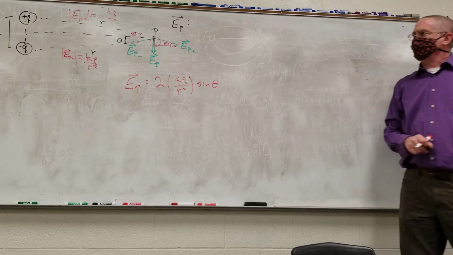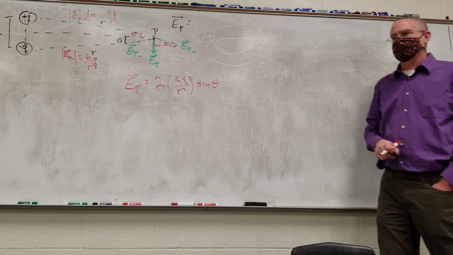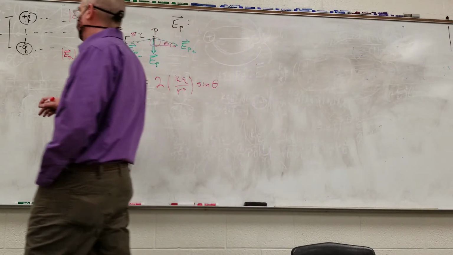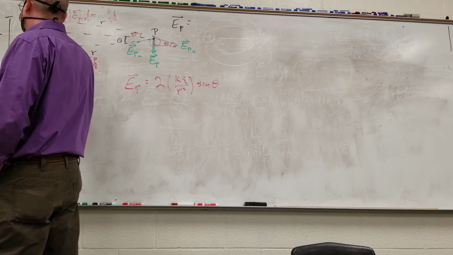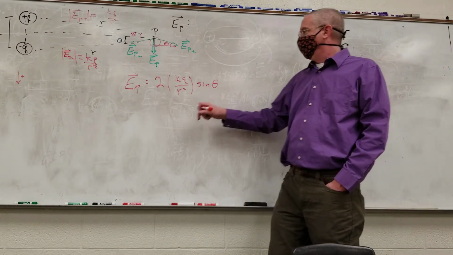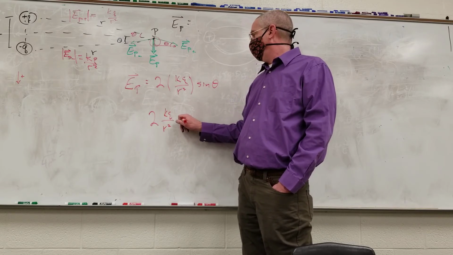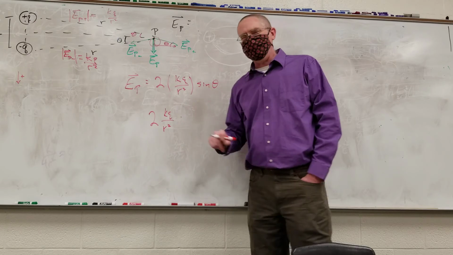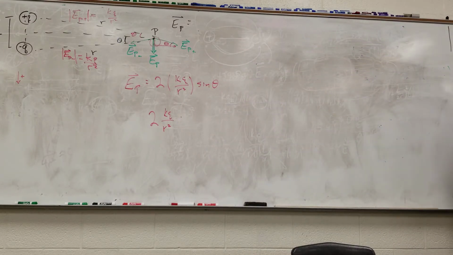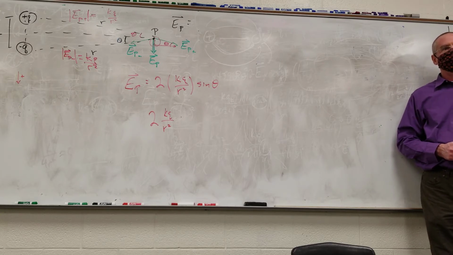We do need to indicate direction. So, think down negative, up positive? Down positive. Fine. Down's positive, all right. So I have 2kQ over R squared times sine of theta. What is sine of theta? Opposite over the hypotenuse. Okay.